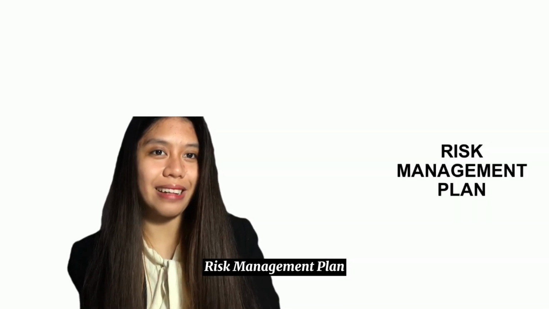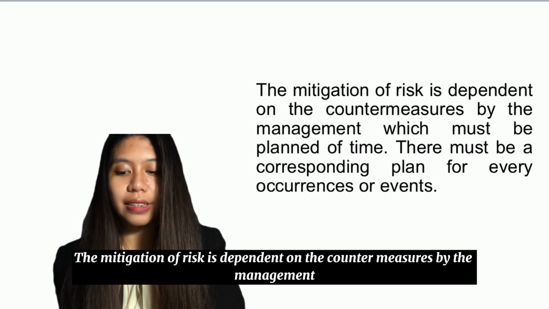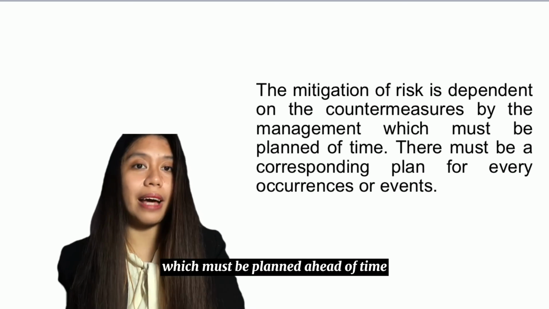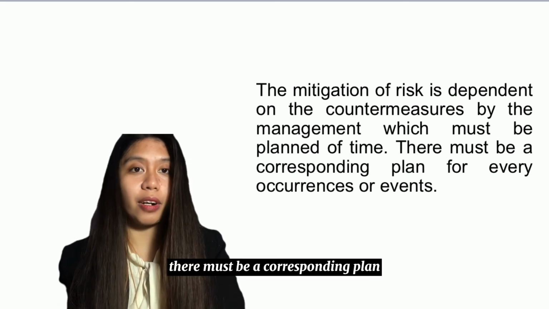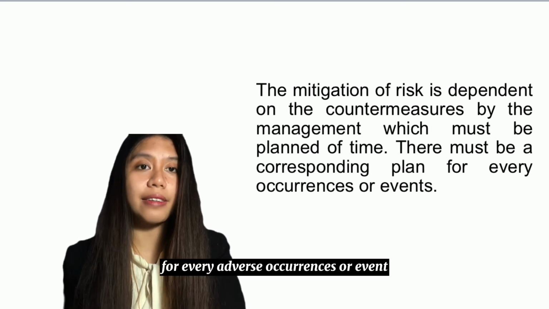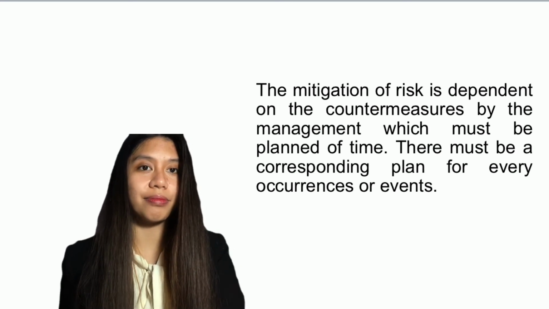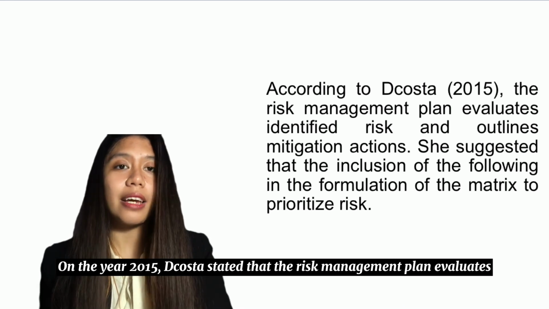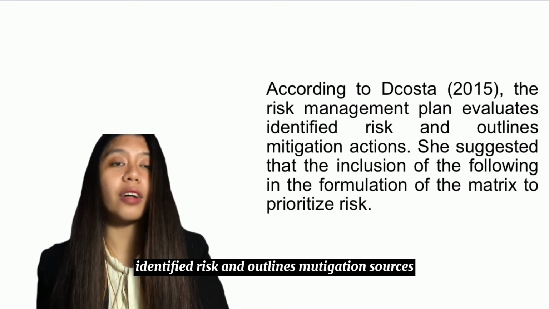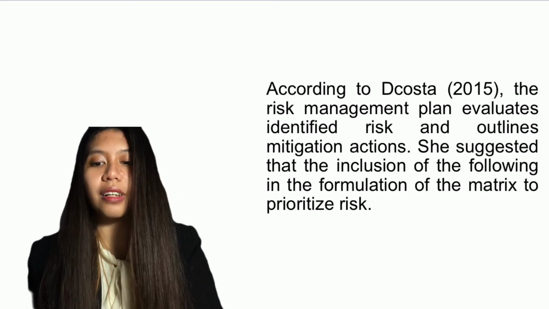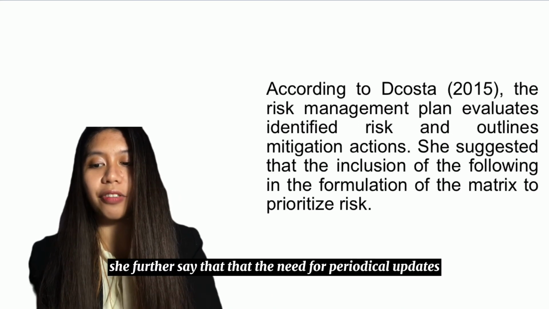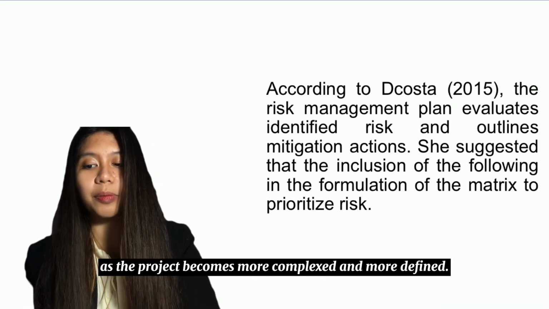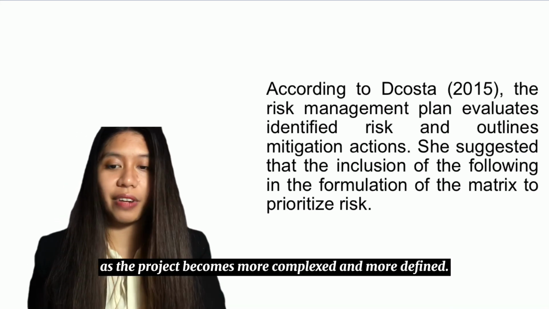Risk management plan. The mitigation of risk is dependent on the countermeasures by the management, which must be planned ahead of time. There must be a corresponding plan for every adverse occurrence or event. In 2015, the COSO stated that the risk management plan evaluates identified risks and outlines mitigation sources. She further stated the need for periodic updates and expansion in the entire cycle of the project as the project becomes more complex and more defined.